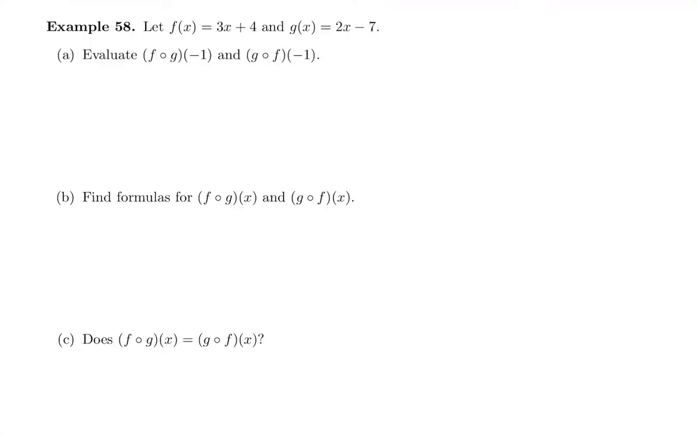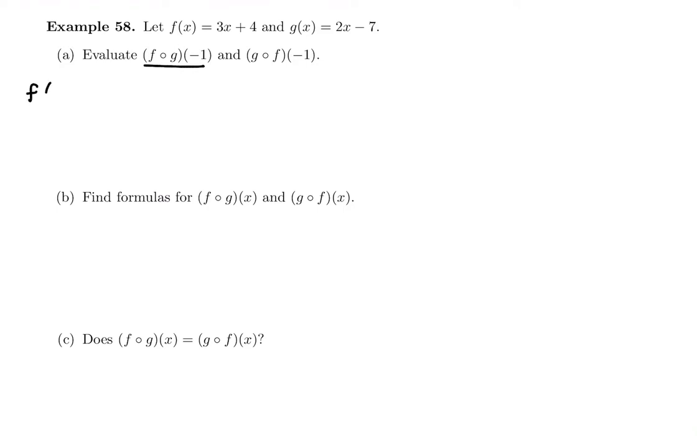Let's look at some composition of functions. So let's start with looking at f of x, which is 3x plus 4, and g of x, which is 2x minus 7. So we have two linear functions that we're going to compose together. First thing that we're asked about is f of g of negative 1.